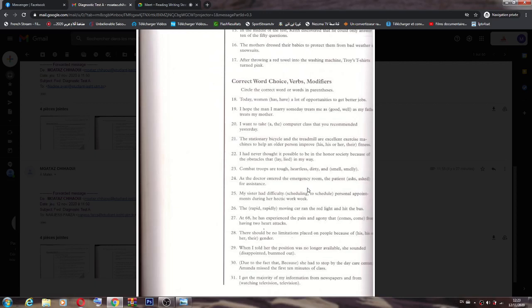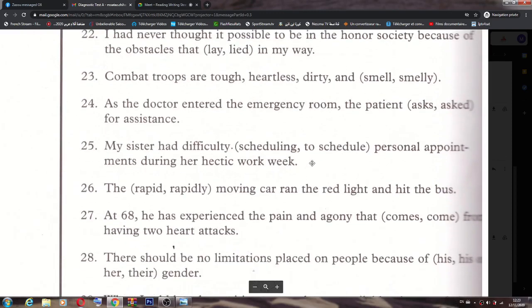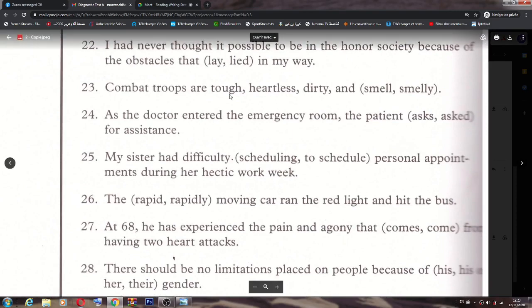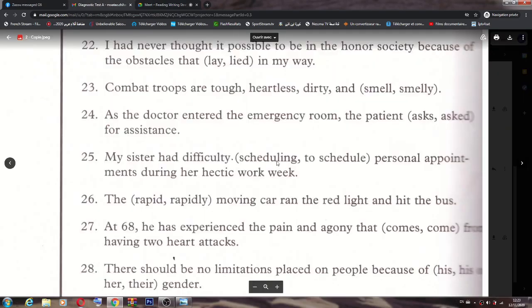Yes, I read the next one. Please do. I had never thought it possible to be in the honor society because of the obstacles that lie in my way. Very good. That lay in my way. Okay, good. Number 23. Combat troops are tough, heartless, dirty, and smelly. Very good. Yes, and smelly. Next. As the doctor entered the emergency room, the patient asked for assistance. Very good, because entered is in the past and asked is in the past.